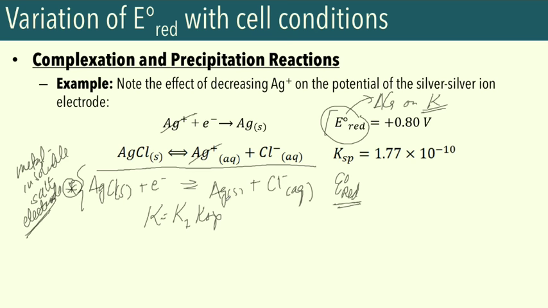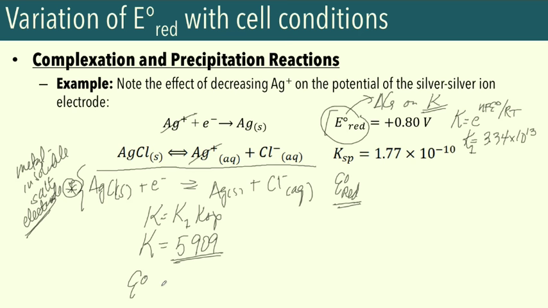From our earlier discussion relating thermodynamics and cell potential, we already know the equation that relates standard potential with our equilibrium constant: K is equal to e raised to nFE naught over RT. If we calculate the equilibrium constant for this half reaction, K is equal to 3.34 times 10 raised to 13. This is our K1 in this expression over here. So our equilibrium constant for this half reaction down here is 3.34 times 10 to the 13 times 1.77 times 10 to the negative 10, and that is equal to 5909.